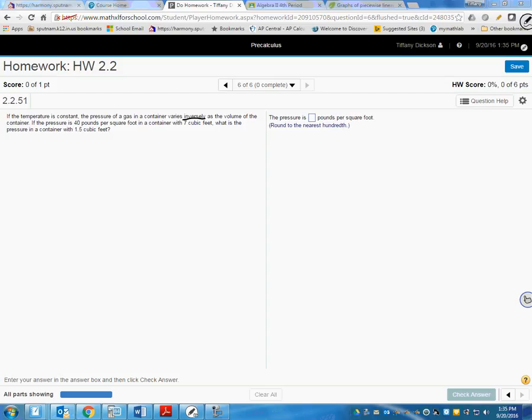This is just like the one on the discussion. It says, if the temperature is constant, the pressure of a gas in a container varies inversely as the volume of the container. Only now it's pressure varies inversely as volume. Wasn't Boyle's law the other way? Volume varies inversely to pressure. And then again, just like the one on the discussion question, they give you the pressure is 40 pounds per square foot, and the volume is 7 cubic feet.